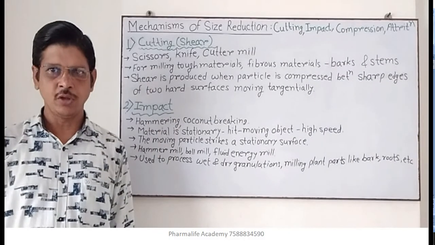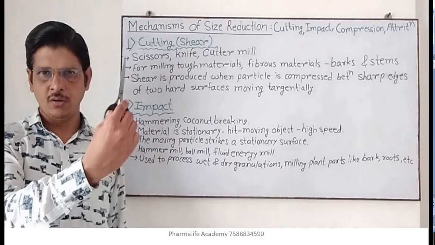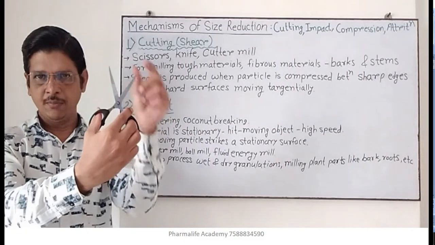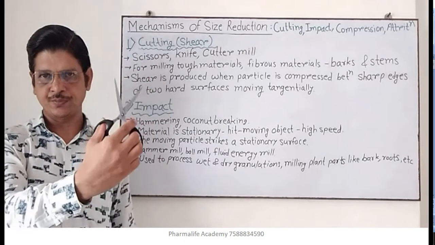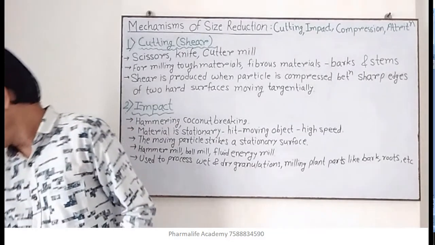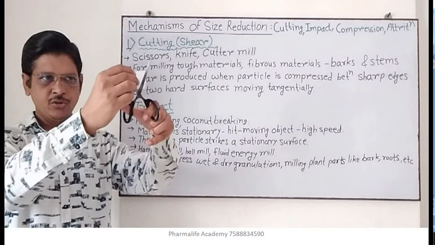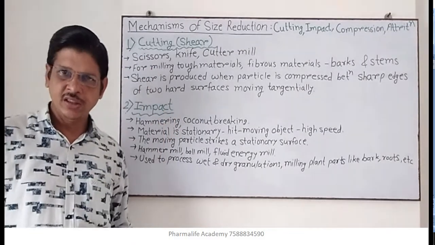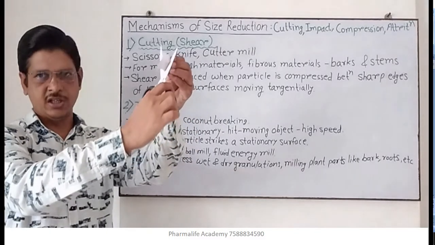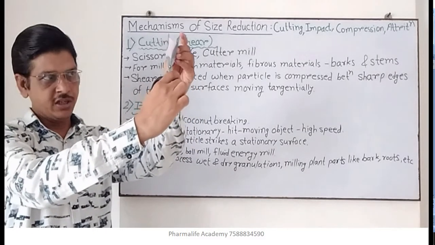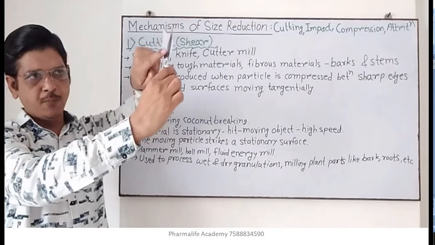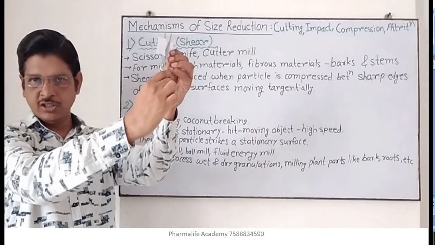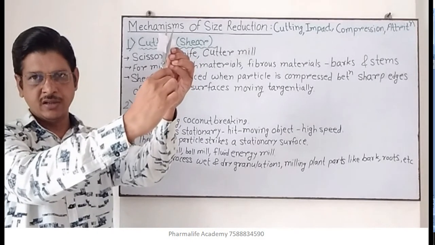Students, all of you know that this is a pair of scissors. It is made up of two metallic blades with sharpened edges. When I put a paper in between these two blades and I move these blades in such a way that they cross each other, then at the point of crossing, a shear stress is applied on this paper and the paper gets cut.